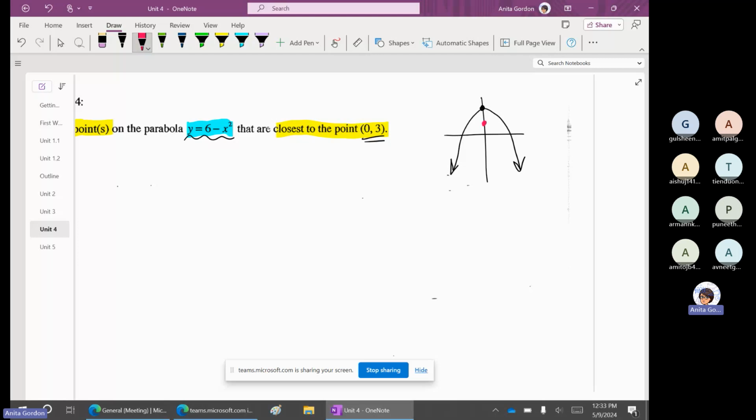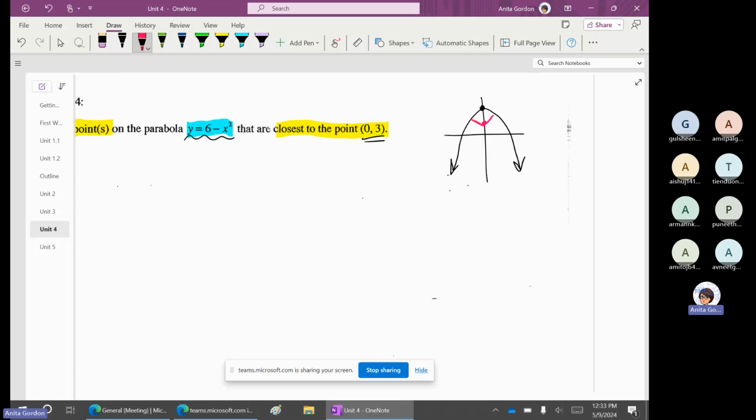How many solutions do you think we're going to get? How do you know? It's symmetric, right? So whatever point we find on the right side must be the same point on the left side because we have a symmetric looking graph, okay? So we are expecting 2 solutions.